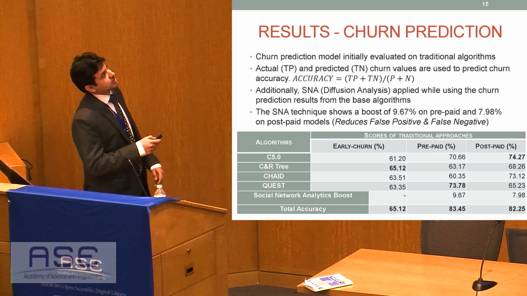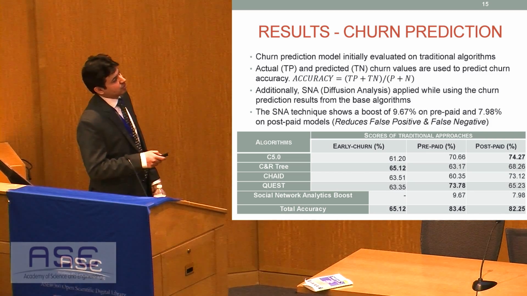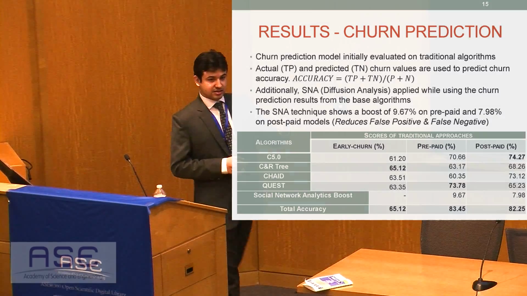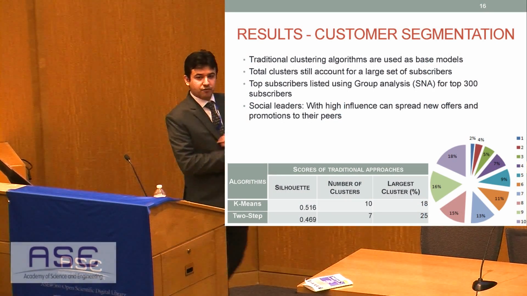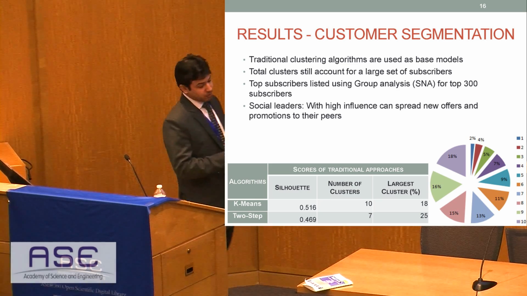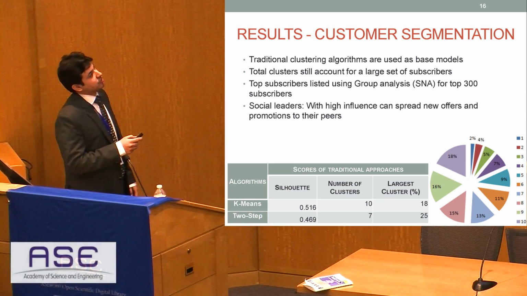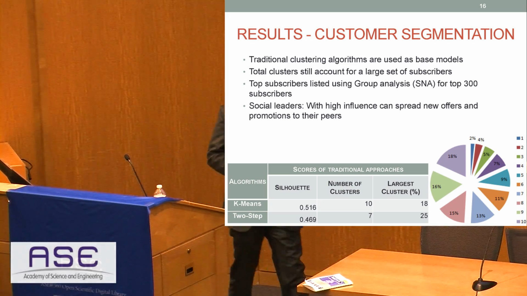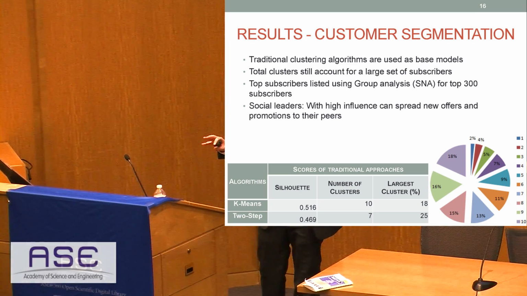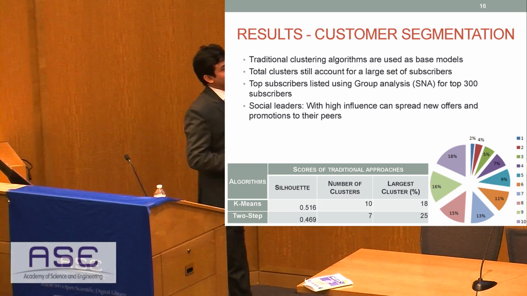And in the group analysis, the customer segmentation, we already had 10 clusters from k-means, but that's not enough. For a 20 million base, where you have 18% of the people in one cluster, you can't pitch everyone. So we used group analysis through social networks, and we tried to find the social leaders, the influential people in the group. If you send them the offer, they'll automatically spread it to the whole group. That's the idea of group analysis.